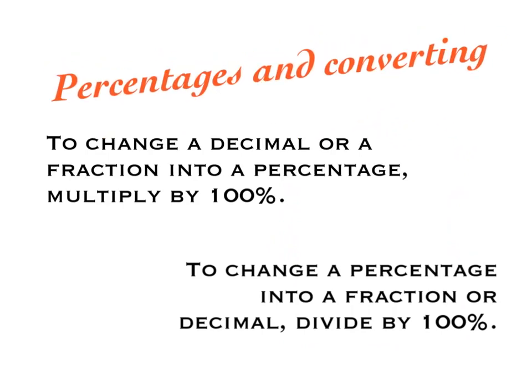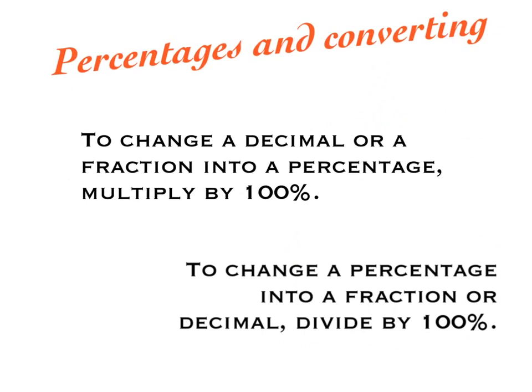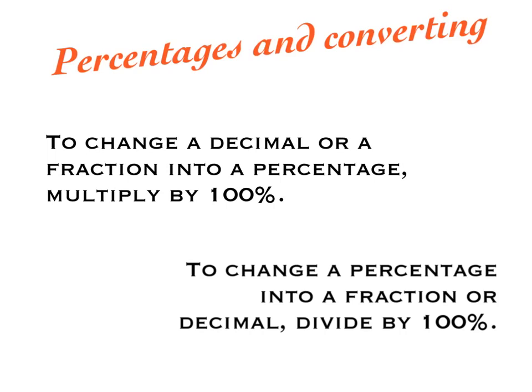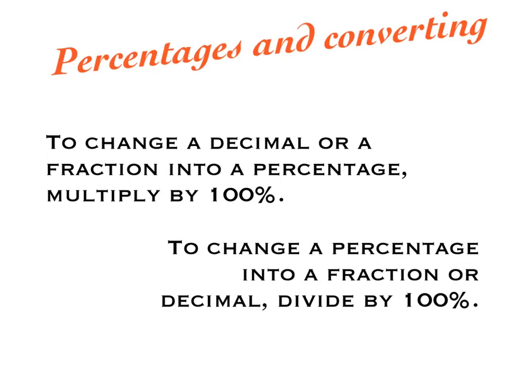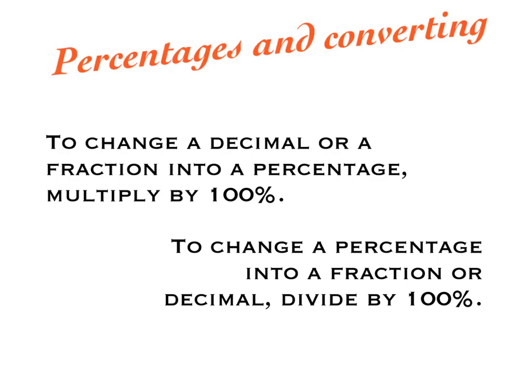Now, as you've probably learnt, to change a decimal or a fraction into a percentage, you multiply it by 100. To change a percentage into a fraction or a decimal, you divide it. So, to change it into a percentage, you multiply. To change it out of a percentage into either a fraction or a decimal, you divide. Multiply into, divide out of.